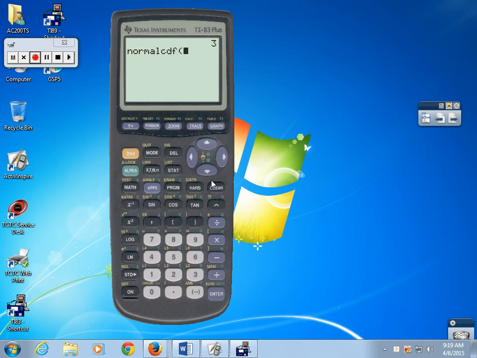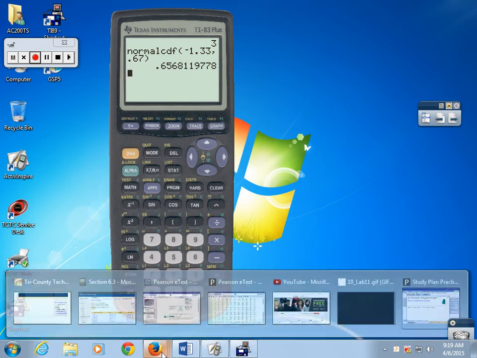And give me that last problem. What was the z-score from where to where? Negative 1.33. So negative 1.33, comma, to what? 0.67, and close parentheses and enter. 0.6568. And I think that's what we got, didn't we?